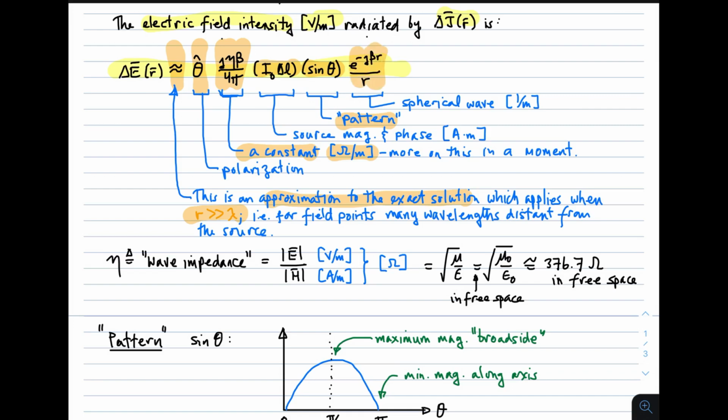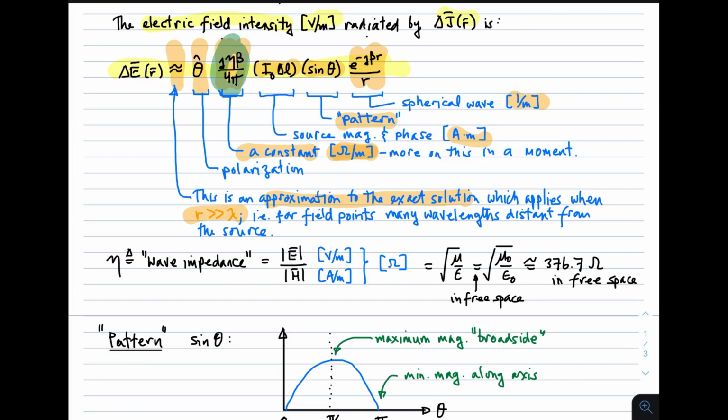And then finally, we have this factor, e to the minus j beta r divided by r. We recognize e to the minus j beta r as representing a spherical wave, right? That's a wave which is propagating away from the origin in all directions. And when we divide by r, that gives us power density, which is going down as r squared with increasing distance from the origin. And further note the units, 1 over meters here, combined with amps per meter for the current moment, magnitude and phase, ohms per meter, and we combine all that, we get volts per meter as expected. So it's dimensionally consistent.